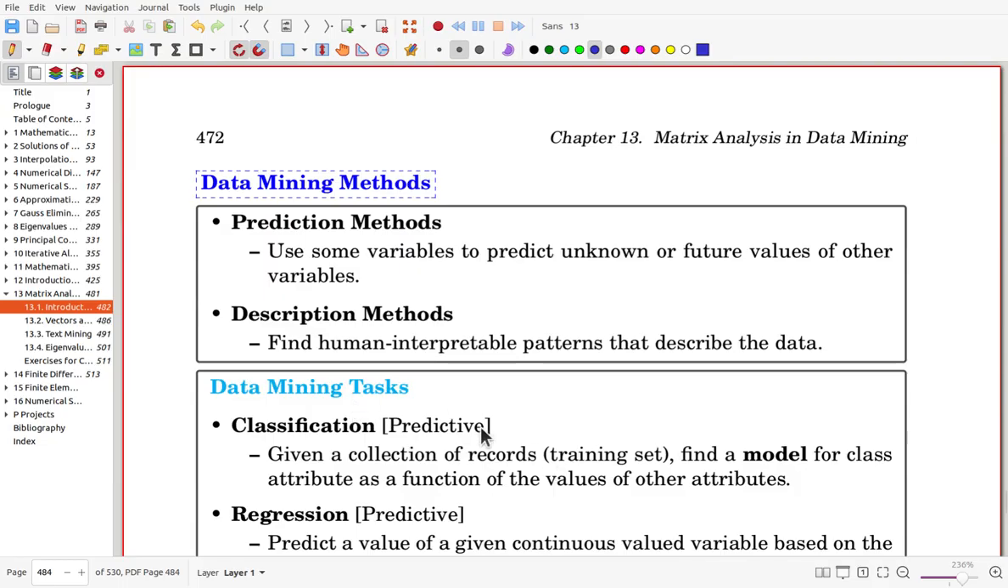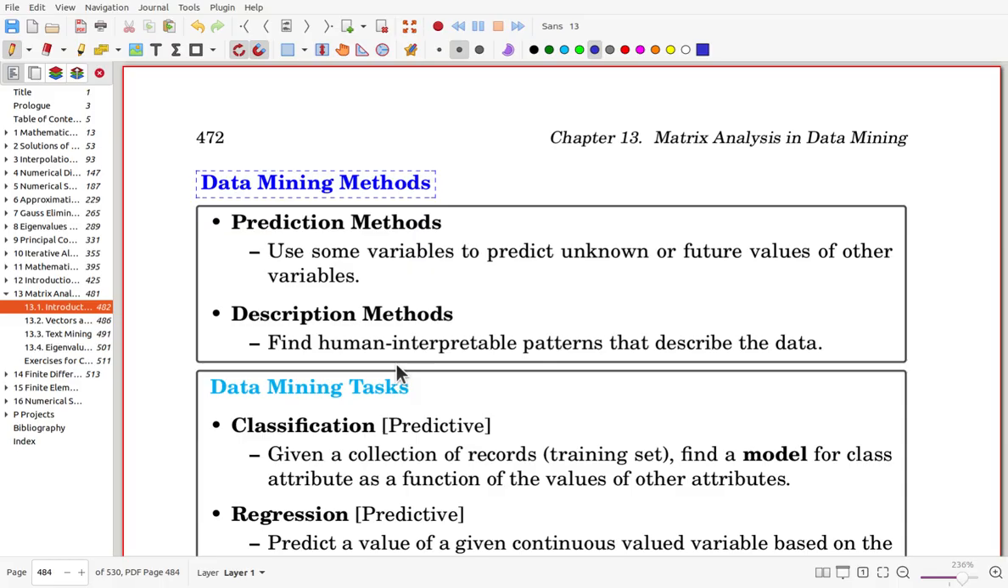Okay, here there are two kinds of data mining methods. One is prediction, the other one is description. Prediction uses some variables to predict unknown or future values of other variables. So in a sense, we try to get good forecasting, and description is to find some human interpretable patterns that describe well the data.